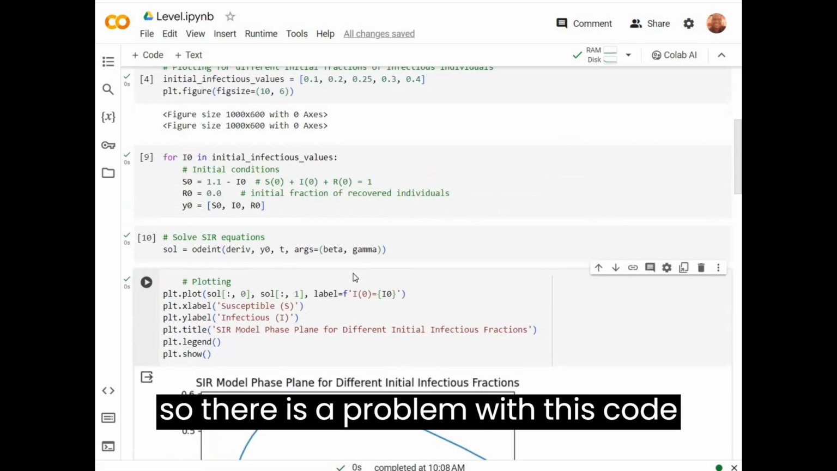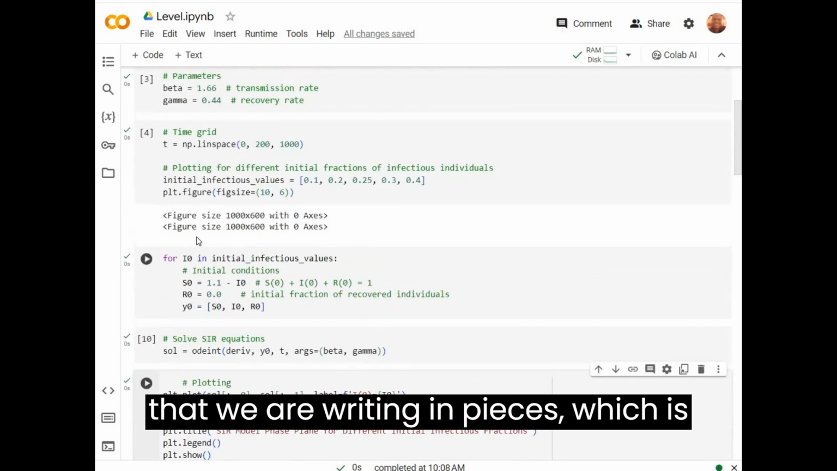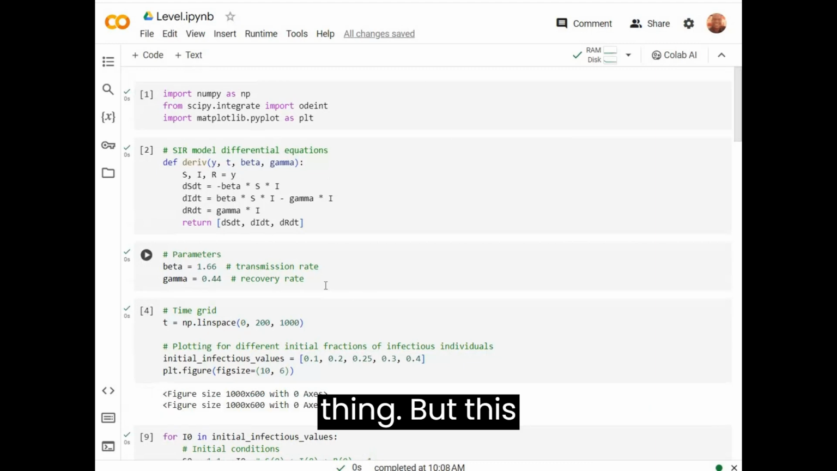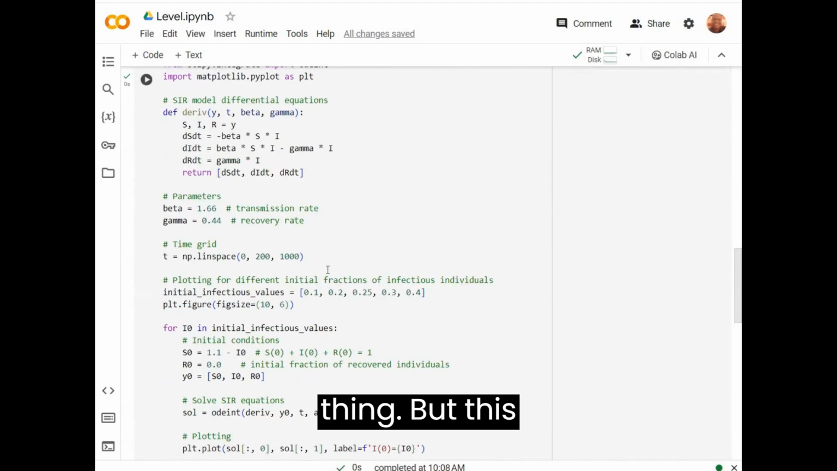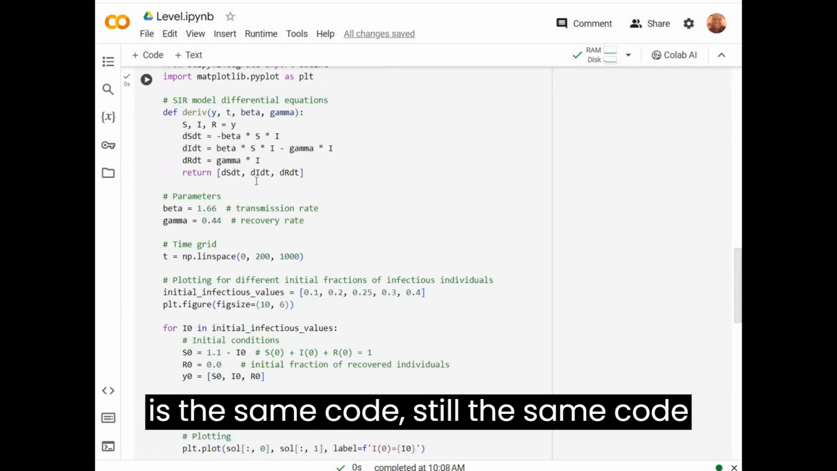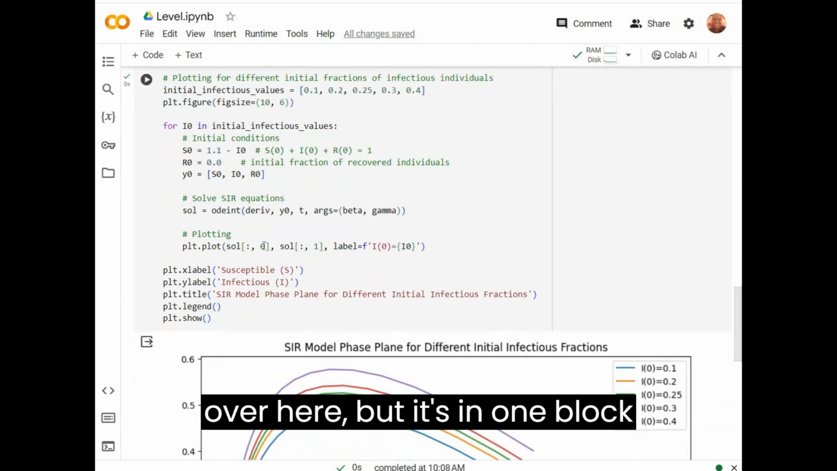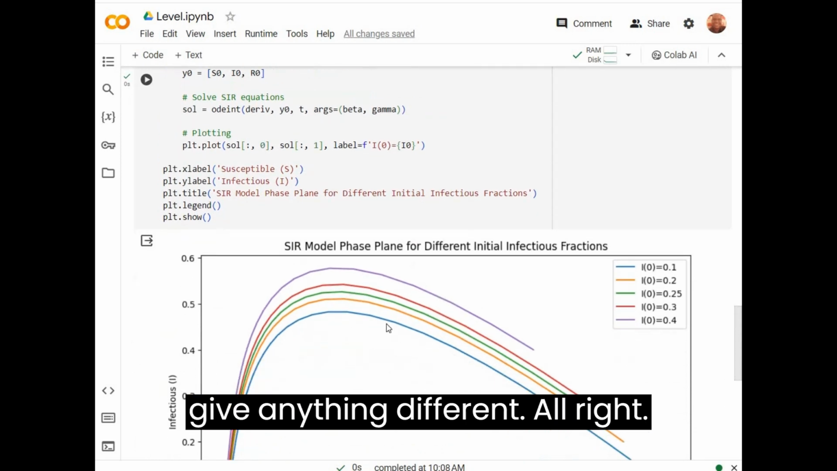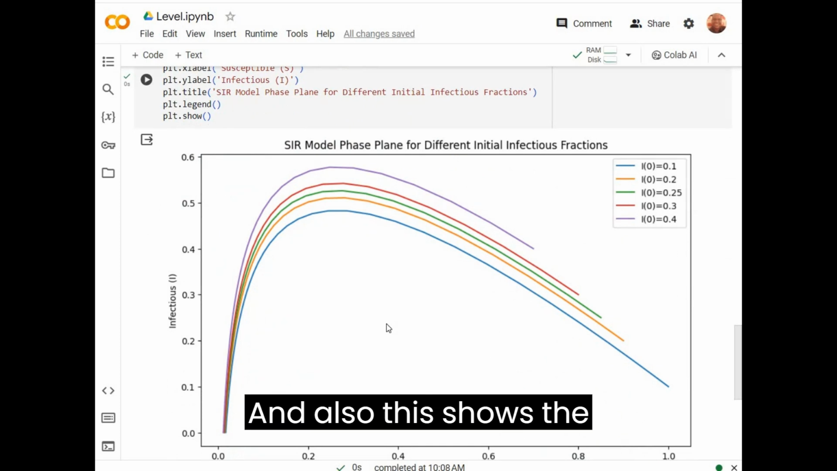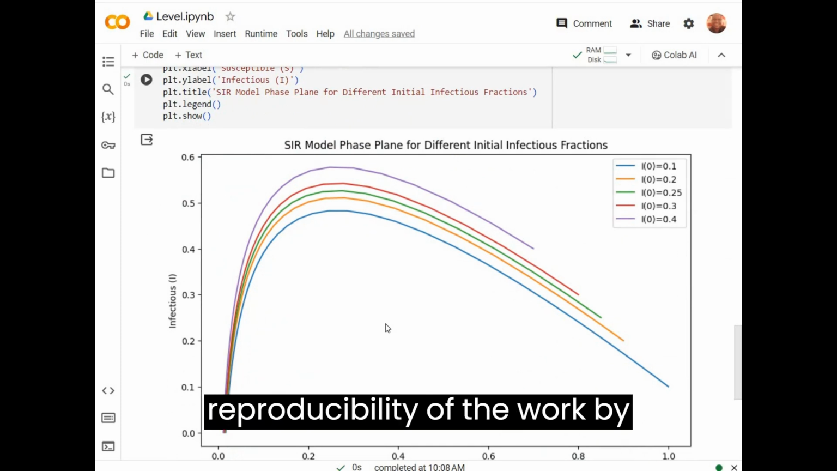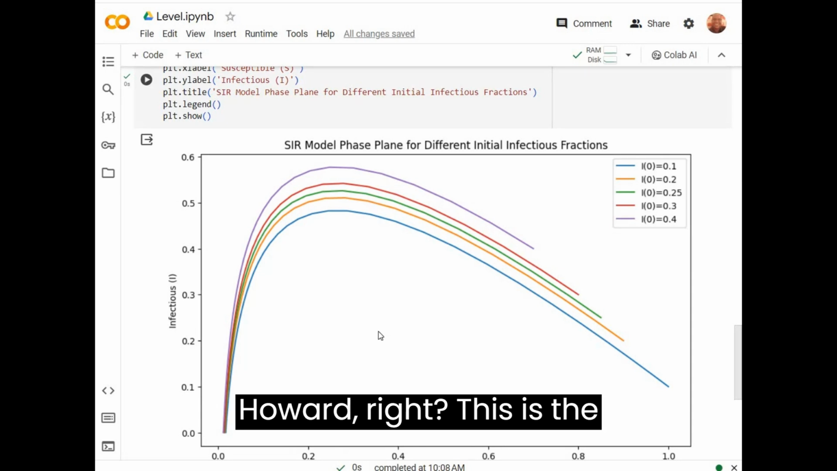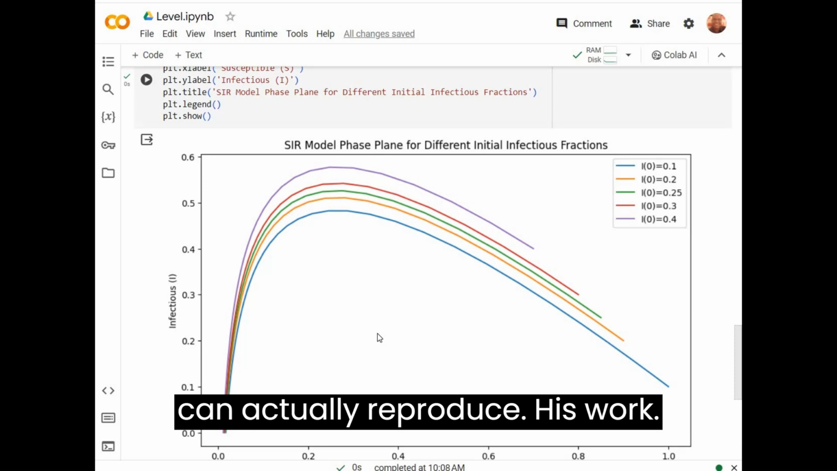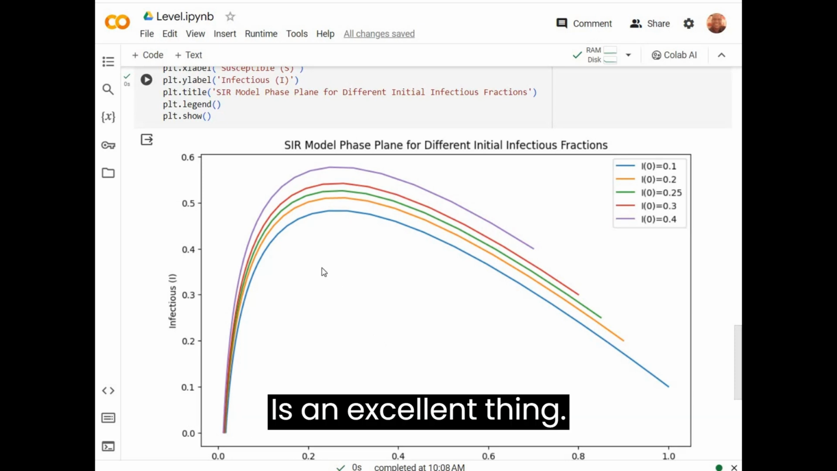Okay, so there is a problem with the code that we are writing in pieces, which is okay. These things do happen, like I was saying. But this is still the same code, just in one block, and it's not supposed to give anything different. And also, this shows the reproducibility of the work by Howard. We can actually reproduce his work, which is an excellent thing.